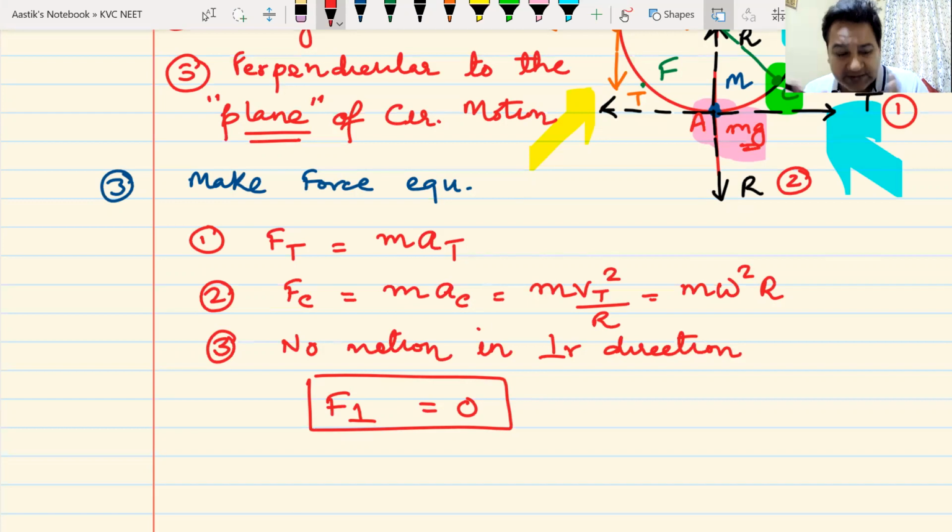Can I have some raised hand that we understand this? Was it so difficult for you to understand that no motion is happening here? No, it should not be so difficult. If it is difficult, that means you have not understood the basic concept.